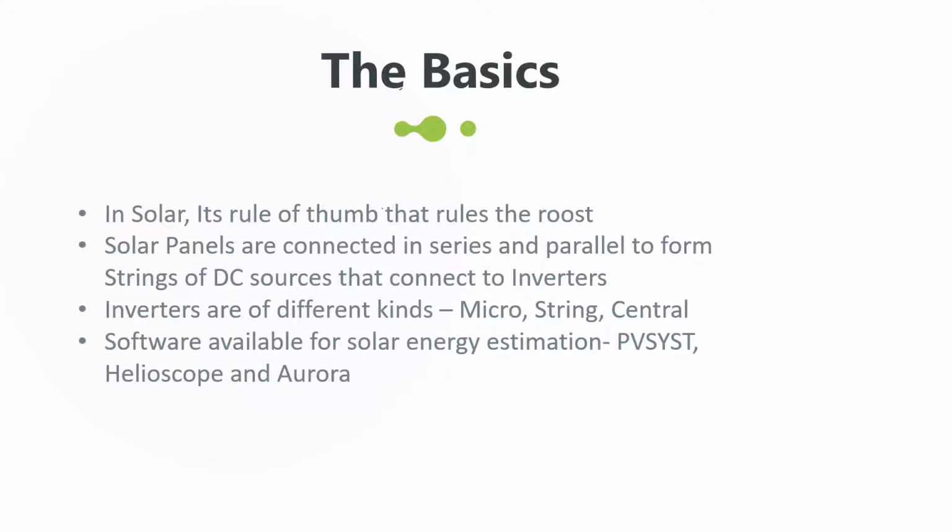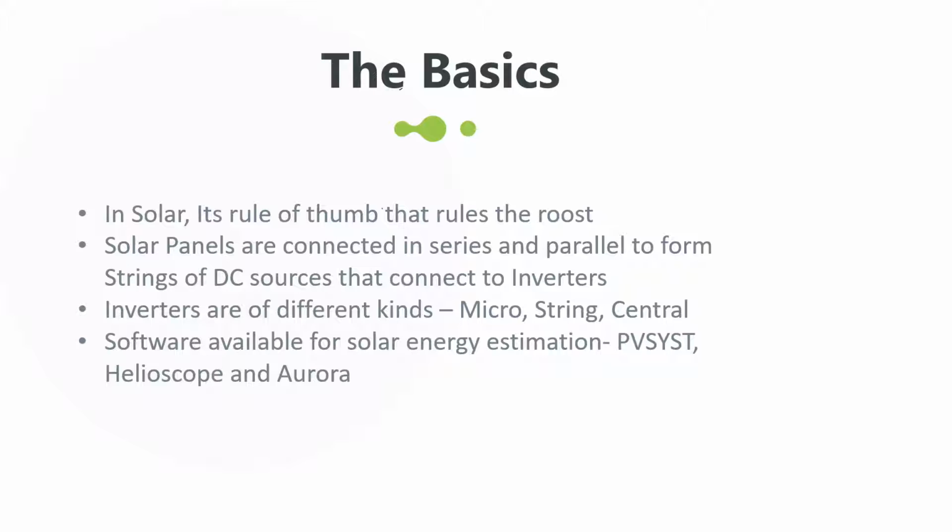Coming to the inverters, we have different kinds. You have the micro, string, and the central. The micro is like each solar panel has one inverter, so it converts DC directly to AC. String is another, much bigger than a micro. Strings, basically, are panels in series.